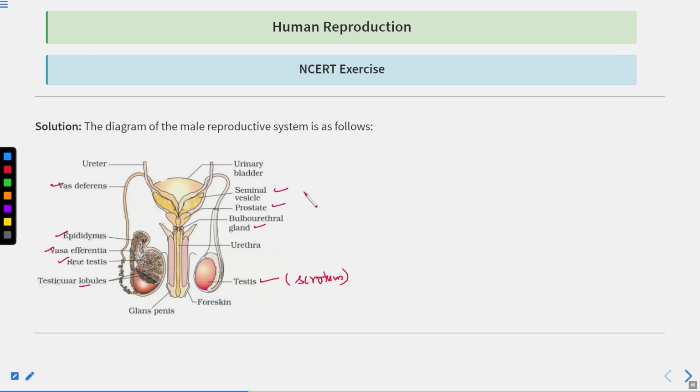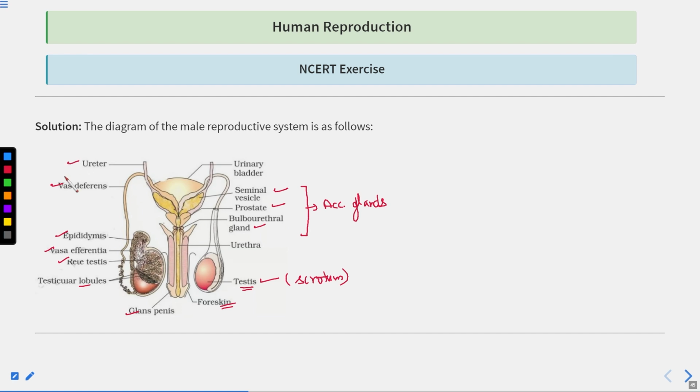These are the accessory glands. These were the accessory ducts. Clear? Then this region is the penis, which is the external genitalia. Clear? Testes are the primary sex organ. Then this is the glans penis, which is covered by the foreskin. Clear? And the rest, what is this?